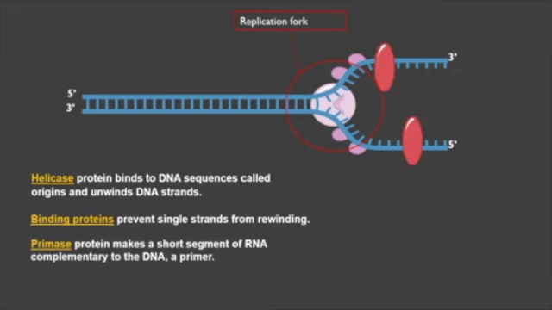Another enzyme comes along called primase. Primase is the enzyme that makes a short segment of RNA that's complementary to the DNA. This RNA is a primer, so it's going to be there temporarily. It just helps to get things started. And then down the line, we're going to cut it out and add DNA nucleotides there instead of RNA.